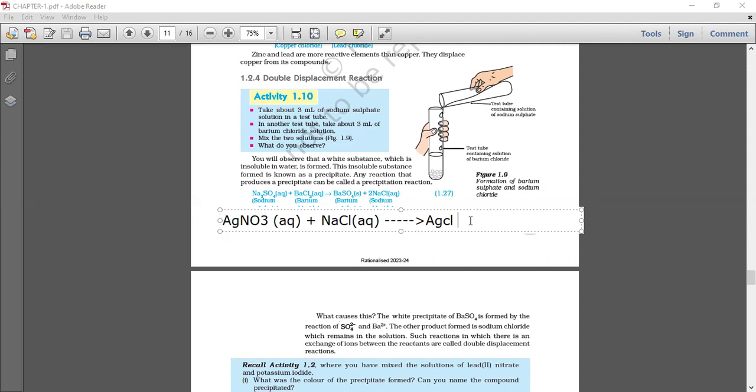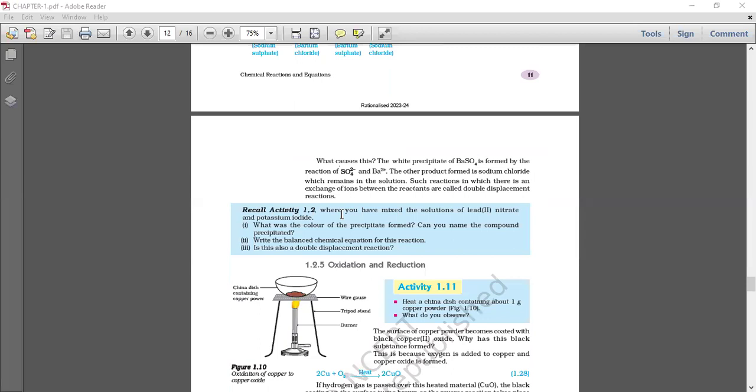Silver chloride plus sodium nitrate, NaNO3. This is what you'll get, and it is a precipitate reaction, so I'll put an arrow down. Even in this equation, two elements got displaced. So this is another example of double displacement reaction, and precipitate is formed, so we put an arrow down. This is all about activity 1.10, double displacement reaction.